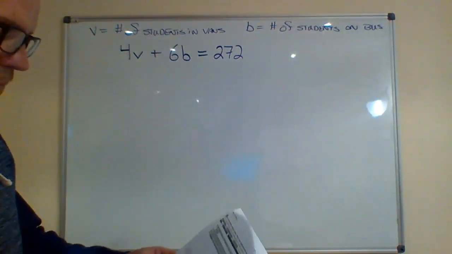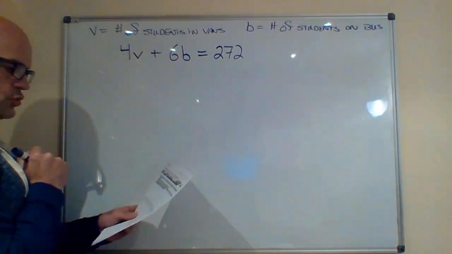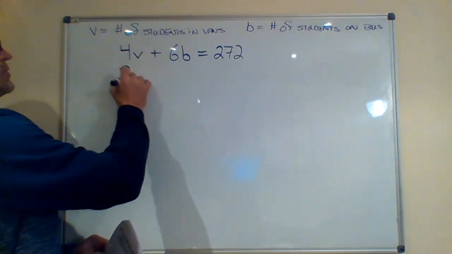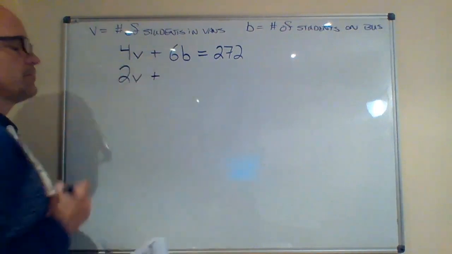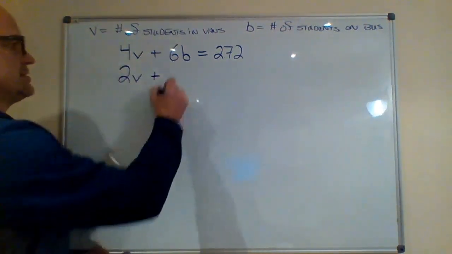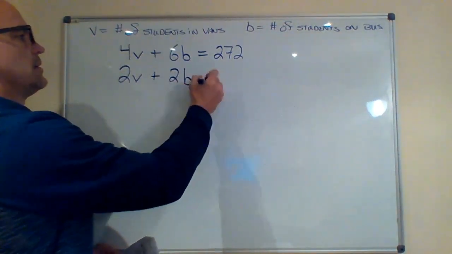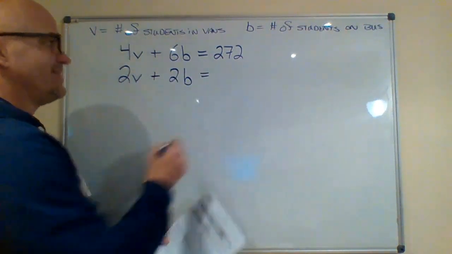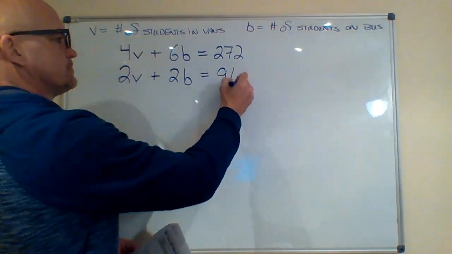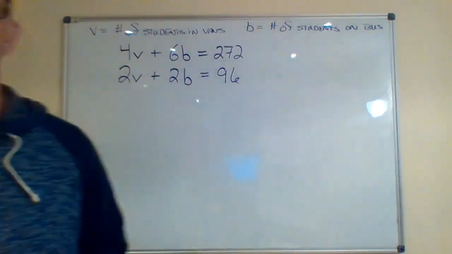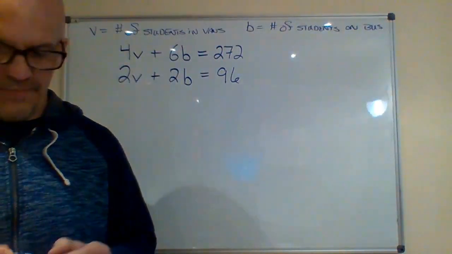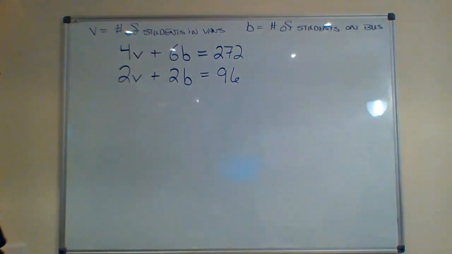So we go to high school B. They rented 2 vans, so that's 2V for the total number of students on a van, plus 2 buses, and they had a total of 96 students. I now have 2 equations with the same 2 variables, and I now can solve it. Going to use elimination again, just because that makes the most sense here.